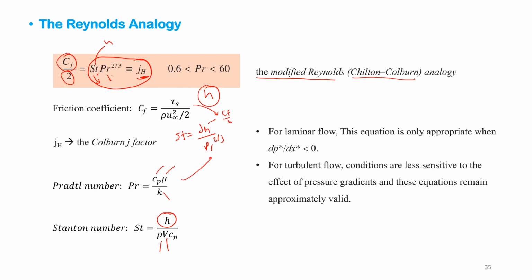Prandtl number's definition is given here. So if you know the shear stress, if you know the velocity, and all the properties of the fluid, you can estimate H. So you don't need to know the H value. You can estimate it based on the flow conditions and properties of the fluid. So that is the main idea behind these kinds of analogies. And again, this is the most simple case. It's for laminar flow or turbulent flow over a plate. So this equation is valid when the Prandtl number is in this range.